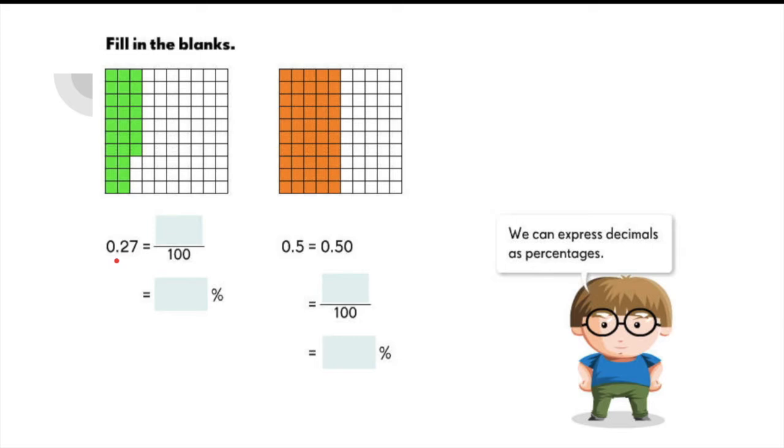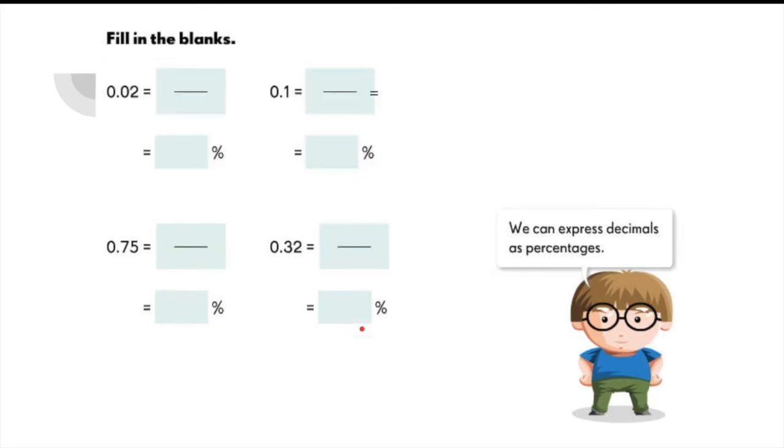Let's have more exercises. 0.27 or 27 hundredths is the same as 27%. 0.5 can be renamed as 0.50 or 50 hundredths, and this is equivalent to 50%. Now, few more examples. 0.02 or 2 hundredths can be written in fraction like this. And to express that as a percent, we just have to write 2%.